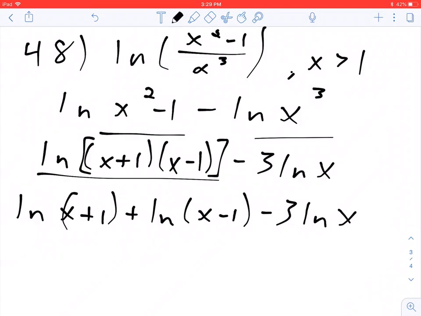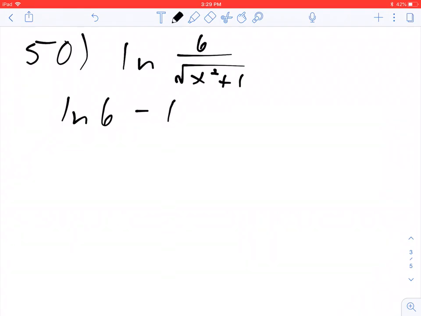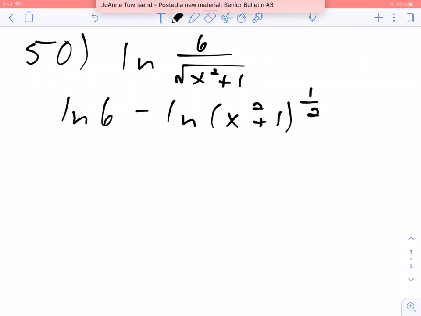Moving on to number 50. 50 is natural log of 6 over the square root of x squared plus 1. First thing we're going to do is split it up using the quotient property. So we're going to have natural log of 6 minus natural log of, and I'm going to combine this with what I said before: if you have a square root, cube root, whatnot, make it a power. So the square root becomes the 1/2 power.